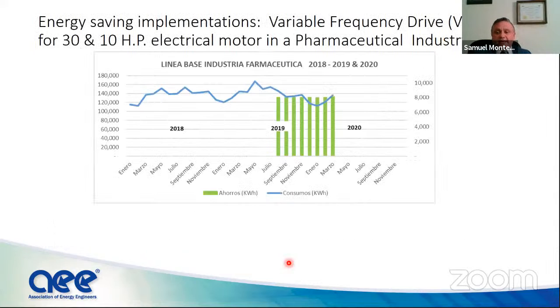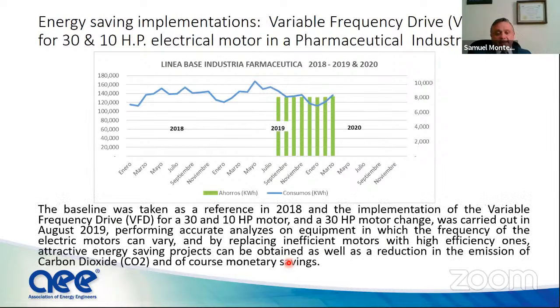Another one for a pharmaceutical industry. The baseline was taken as reference in 2018, and the implementation of the variable frequency drive for a 30 and 10 horsepower motor, and the change of the 30 horsepower motor, was carried out in August 2019. By performing an accurate analysis of the equipment where the frequency of the electrical motors can vary, and by replacing an inefficient motor with a high efficiency one, attractive energy saving projects can be obtained.